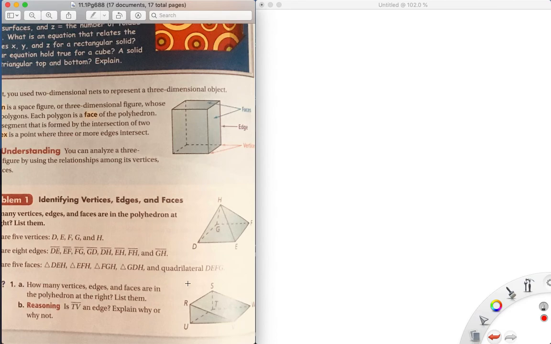And then we have faces. I see 2 triangles, and I see 1, 2, and 3 rectangles. So we have rectangle SRUT, rectangle RVWS, and rectangle TUVW. Then we have triangle RUV and triangle STW. And those are 1, 2, 5 faces.